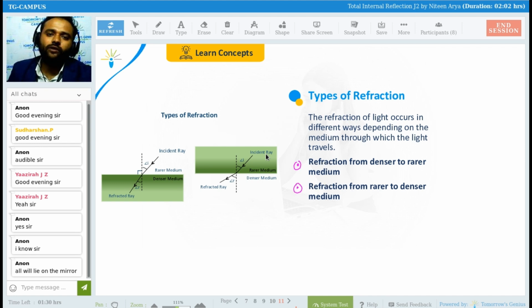Simply, whenever a light ray is going from rarer to denser, the light is going to bend towards the normal. In the reverse case, vice versa. Whenever a light ray goes from a denser to an optically rarer medium, the light ray is going to bend away from the normal. As simple as that. So that is your D to R, denser to rarer, and that is R to D, rarer to denser. Clear?